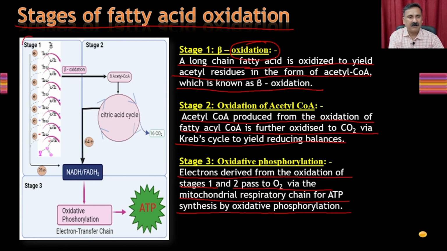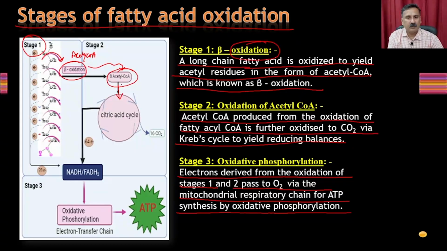So what will happen is that in stage 1, you are going to have the beta oxidation, which means after every second carbon, the fatty acid is going to be broken down, and that is going to generate the acetyl CoA. This acetyl CoA is produced in the mitochondria, and it is going to enter into the Krebs cycle. Remember that pyruvate is also converted into acetyl CoA, and that's why acetyl CoA will enter into the Krebs cycle and form citric acid. And that's how it is going to produce carbon dioxide.